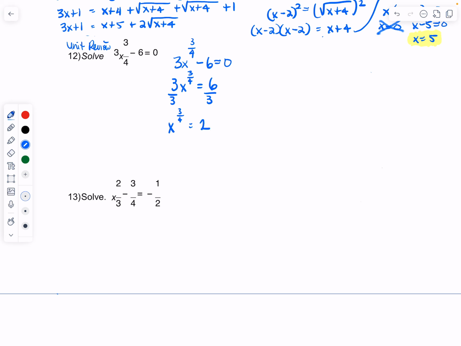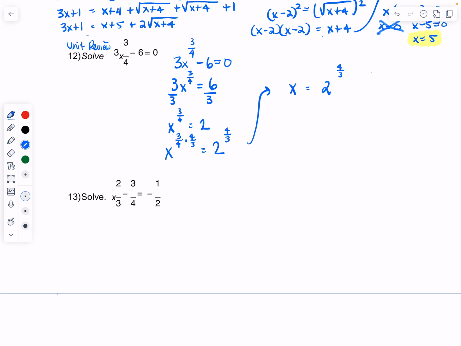Now, to get rid of that fraction, I have to raise x to its reciprocal. So 3/4, the reciprocal of that is 4 over 3. And that'll give me the value of 1, by the way. So I'll have x by itself. And what I do to one side, I have to do to the other. So I have to take 2 raised to the 4/3 power. Now, my equation looks like this. X equals 2 raised to the 4/3 power.